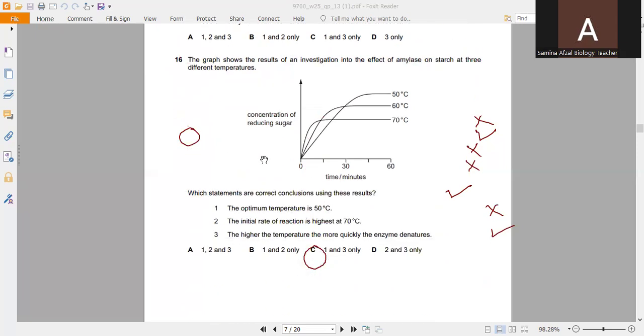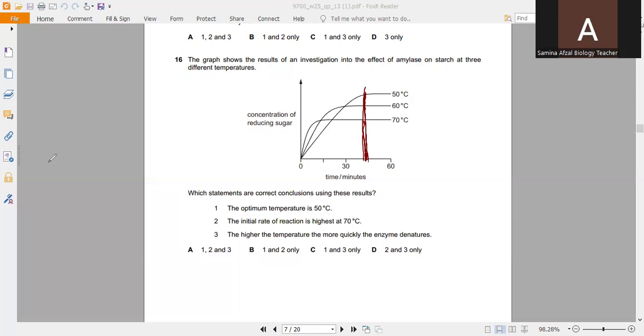Now, question number 16. The graph shows the result of an investigation into the effect of amylase on starch at 3 different temperatures. They have given us 3 statements. Which statements are correct conclusions using these results? Here, the first statement says the optimum temperature is 50 degrees centigrade. But you can see the optimum temperature is not 50 degrees centigrade. So it is less than 50 degrees centigrade.